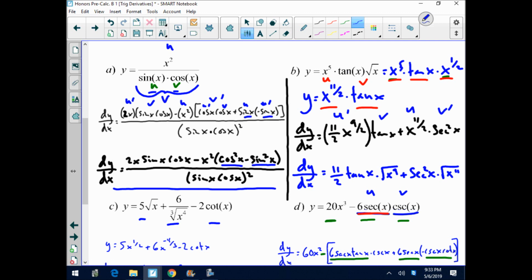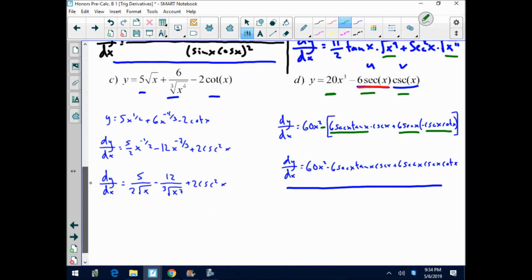Now right here, again, we want to take care of any negative exponents and fraction exponents. We don't have any negative exponents here, but we can take care of the fraction exponents. And one of the things that I did was I wrote the radicals behind the trig functions, because generally that's sort of the order in which you would write things. I guess you can see it in different orders, but I always feel like it's easier to confuse something being underneath a radical as opposed to inside a trig function. So I wrote my final derivative here as 11 halves tan x square root of x to the 9th plus secant squared x times the square root of x to the 11th.